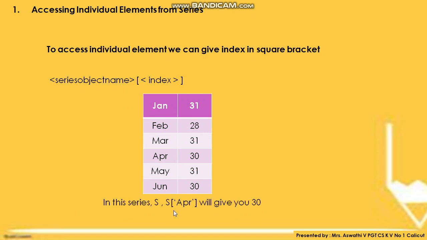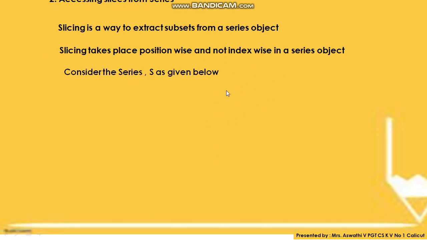If you give S square bracket April, that is APR, it's in the index value here. S of April will give you 30, that's the value here. This is how you will access the data using the index value. Now we can access the data using slices also.